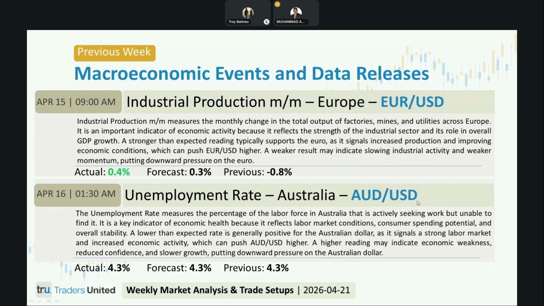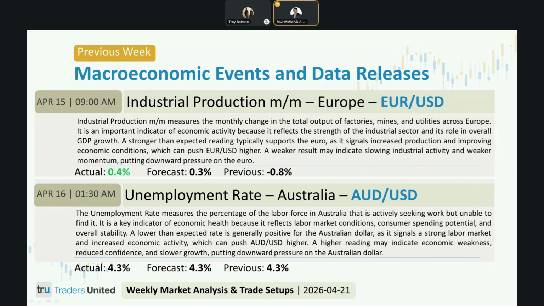Now, what is unemployment rate in Australia? The unemployment rate shows the percentage of people who are looking for jobs but cannot find one. It is a key indicator of labor market health and economic conditions. A lower than expected rate usually supports the Australian dollar. It shows strong employment and stable economic conditions. This can push AUD USD higher.